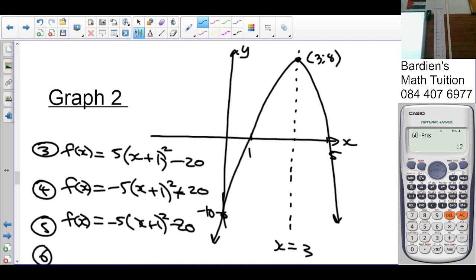Now this graph won't cut the x-axis. You might come across that later on. This graph will look something like that. It won't cut the x-axis. The second one is going to look something like that. Okay? So just take it away. And then f of x equals 5 into x plus 1 squared plus 20.